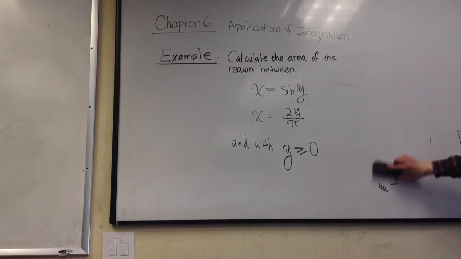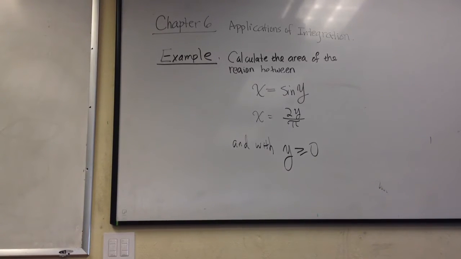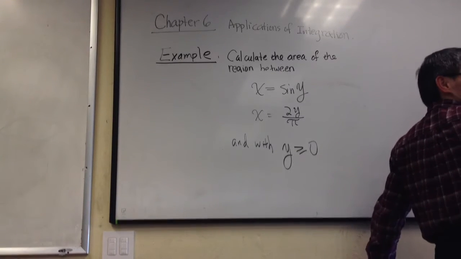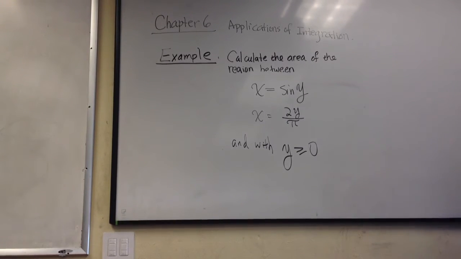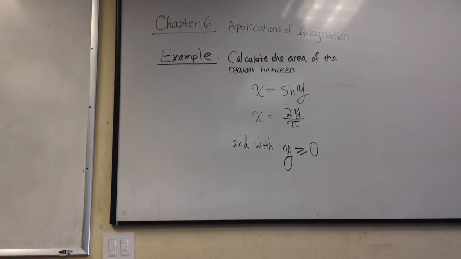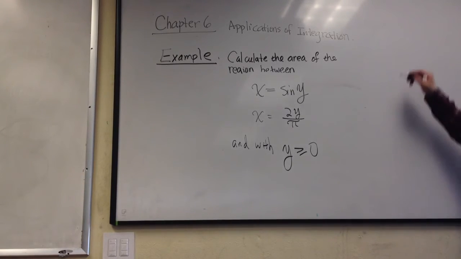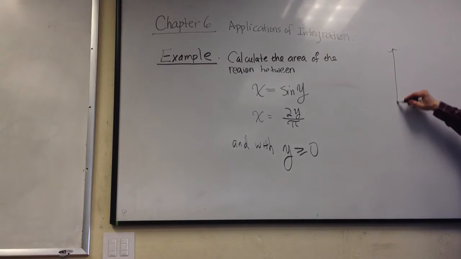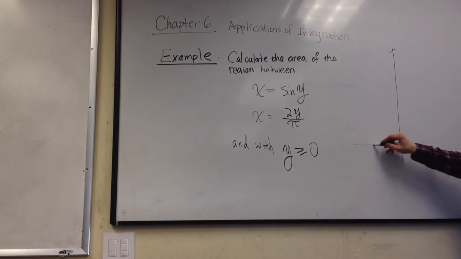How do you draw the first line? If I say y equal to sine x, what would you say? But this is not y equal to sine x. This is x equal to sine y.